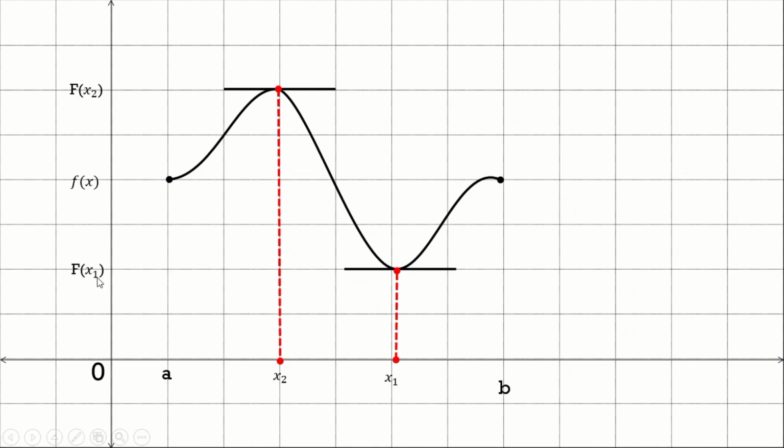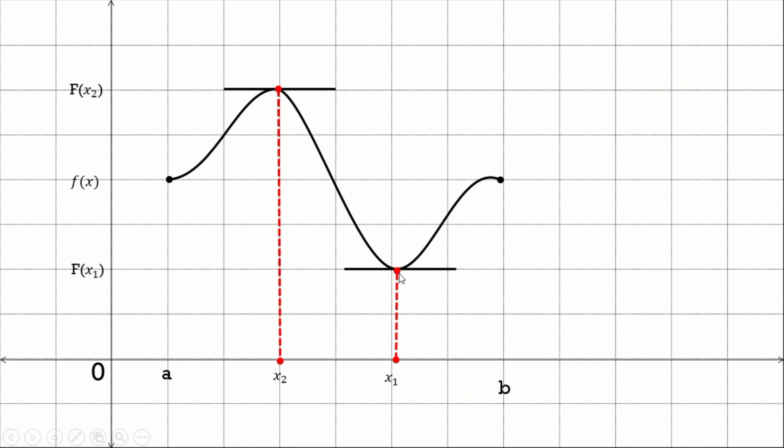So we have this type of interval where f of x1 is less than f of x, and f of x is less than f of x2. And then we have our points where the derivative of f at x2 is 0, and the derivative of f at x1 is also 0.